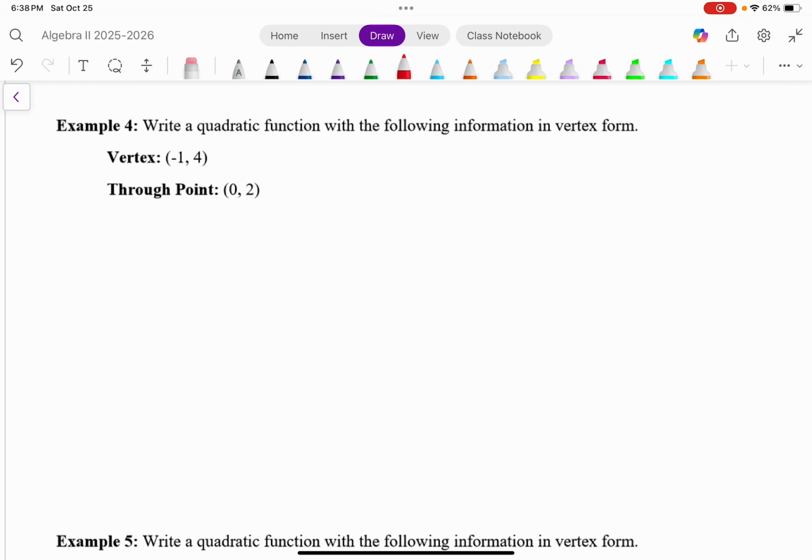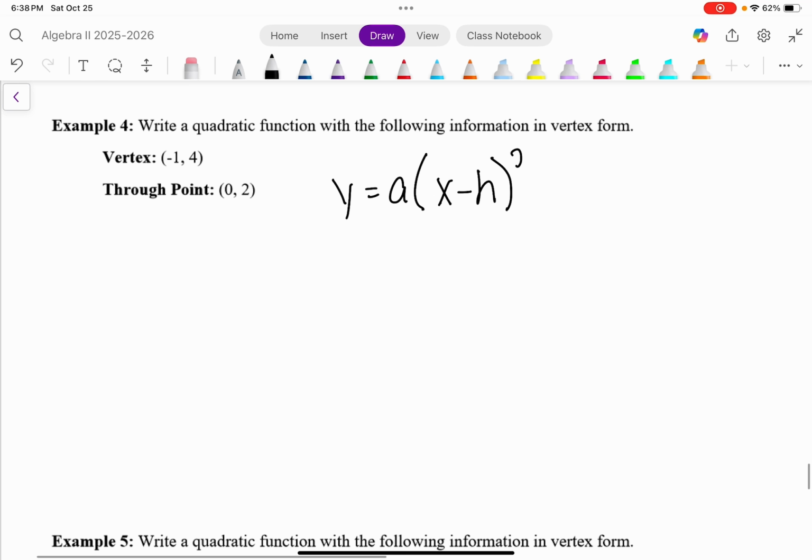Okay, example 4 for 4.2. These ones you're going to be writing a quadratic equation in vertex form, given the vertex and a point that it goes through. So let's start off with vertex form. Vertex form is y equals our a value times, in parentheses, x minus h, parentheses squared, plus our k value.